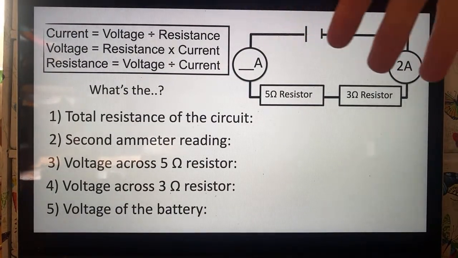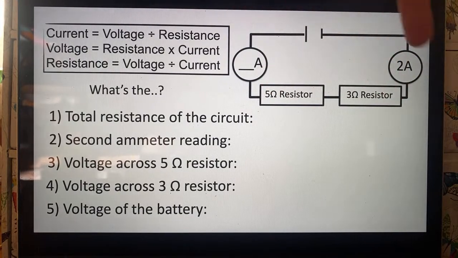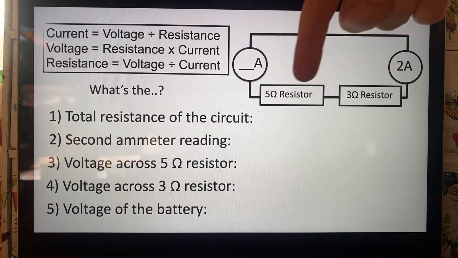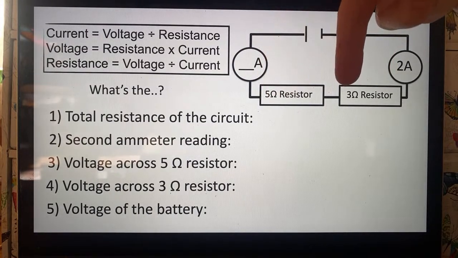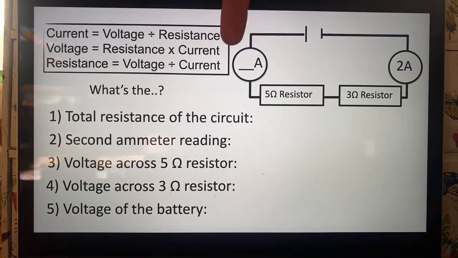You've got another very simple circuit here. You've just got two resistors in series, just a loop of wire with two resistors, a 5 ohm resistor and a 3 ohm resistor. You've got an ammeter on the right hand side next to the 3 ohm resistor, which is showing a reading of 2 amps, and you've got a mystery ammeter on the other side next to the 5 ohm resistor, which isn't showing a reading. You need to tell me what that is.